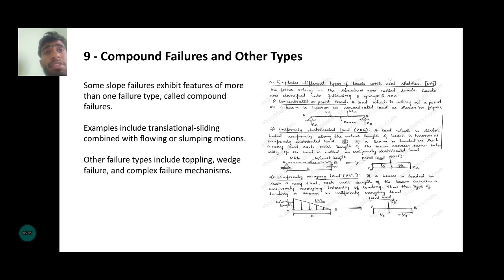Compound failures are another type. Some failures exhibit features of more than one failure type, called compound failures. Examples include translational slides combined with flowing or slumping motions. Other failure types include toppling, wedge failure, and complex failure mechanisms.